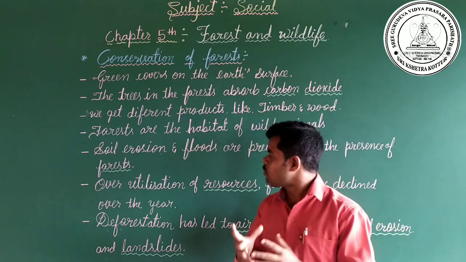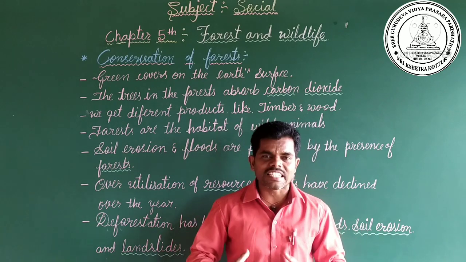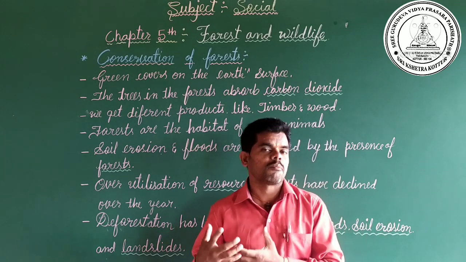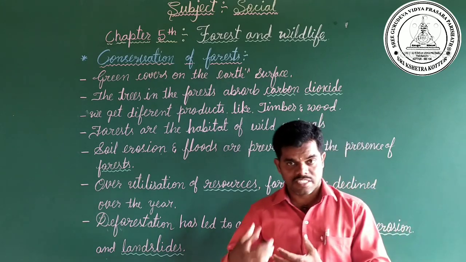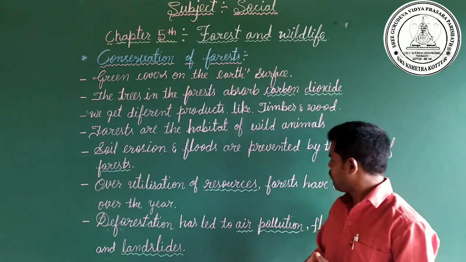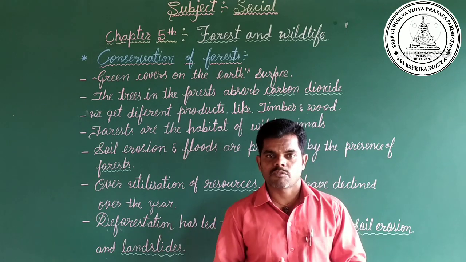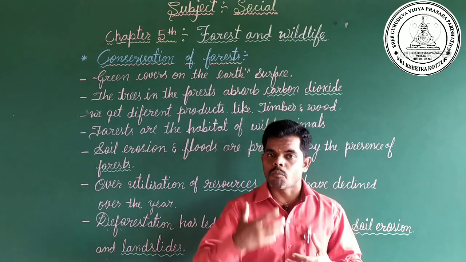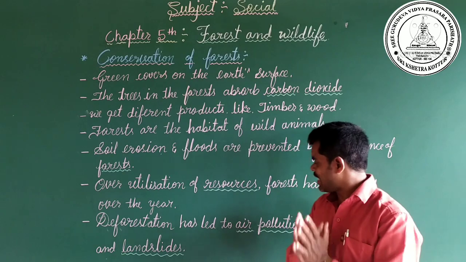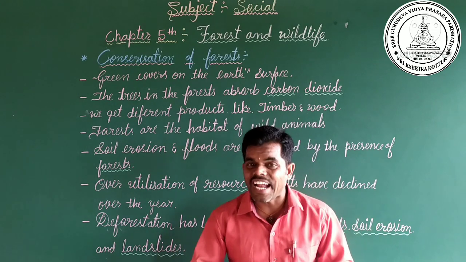The next is over-utilization of resources. When the population increases day by day, we over-utilize resources. For example, we cut down trees. In many ways like this, forests have declined every year over the years. Why? Because of utilization of more resources from the forest. Deforestation has also led to air pollution, floods, soil erosion and landslides.